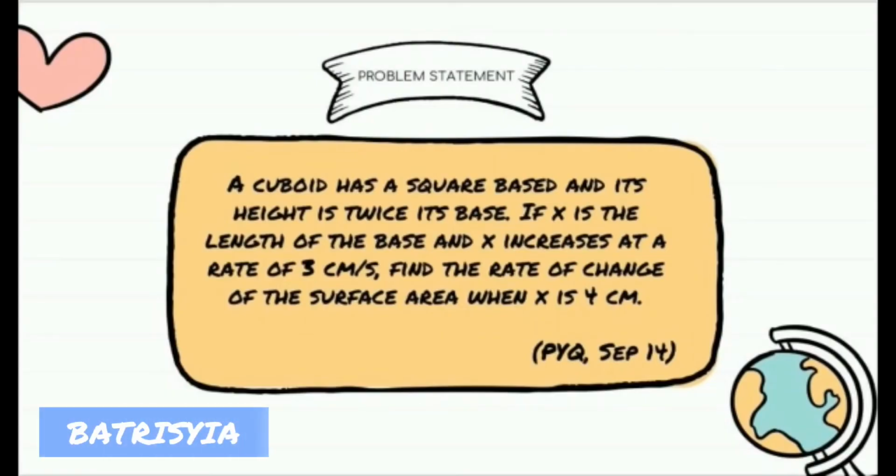The problem statement and the problem solution will be presented by me, Absarina Batrisyia. The problem statement here states that a cuboid has a square base and its height is twice its base. If x is the length of the base and x increases at a rate of 3 centimeters per second, find the rate of change of the surface area when x is 4 centimeters.